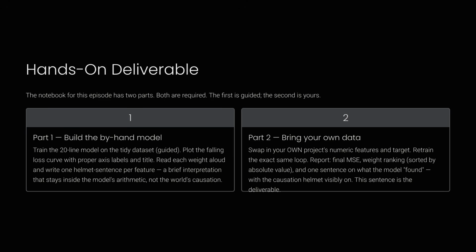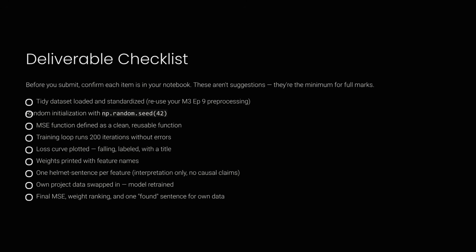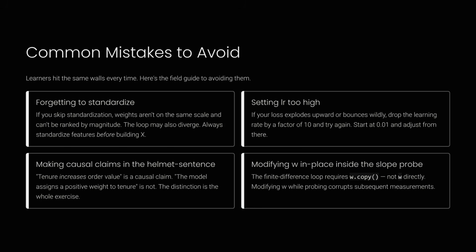Now that we have covered the concepts, let's look at your hands-on deliverable. You have a notebook with 2 parts, a guided build of the model, and a second part where you bring your own data to retrain it and report your findings. Before you submit, use this checklist to ensure you meet all requirements. This includes properly loading your data, using the correct random seed, defining a clean MSE function, and completing the training loop to produce your final insights. Watch out for common pitfalls, such as forgetting to standardize your features, using a learning rate that is too high, or accidentally making causal claims. Remember, the model reflects its internal arithmetic, not the underlying world.